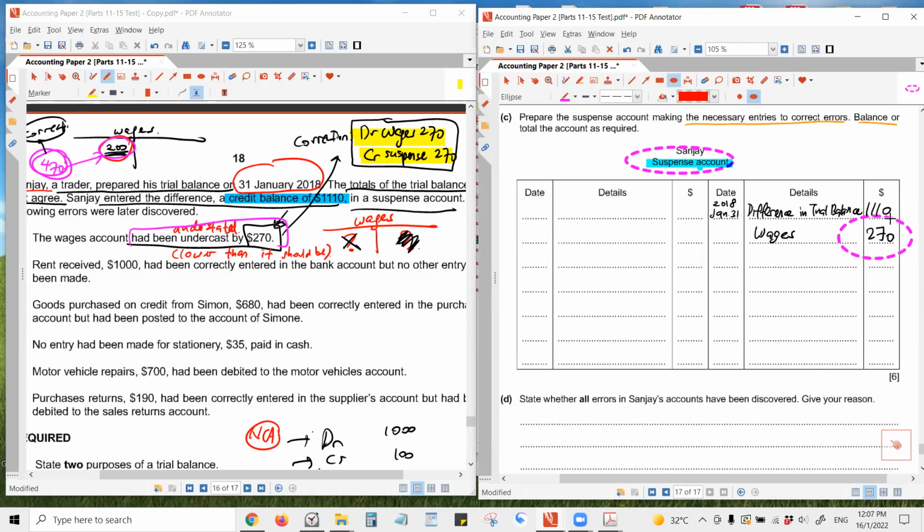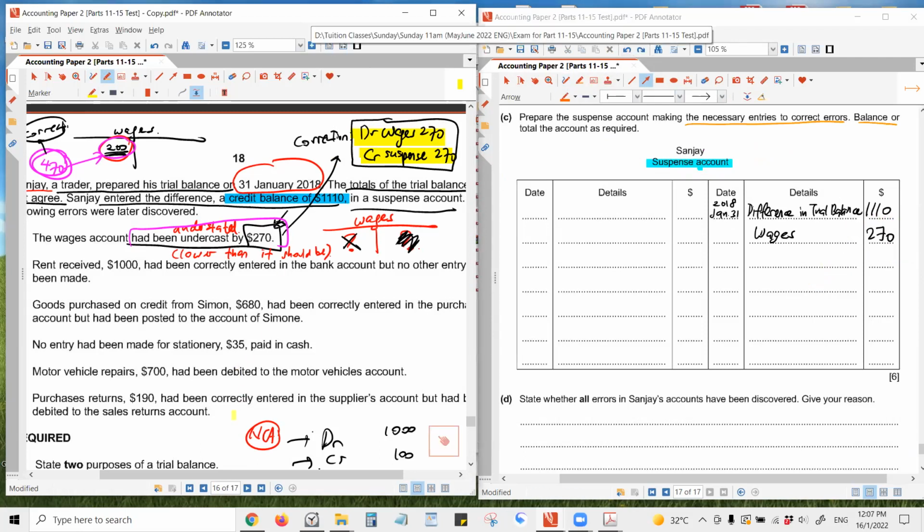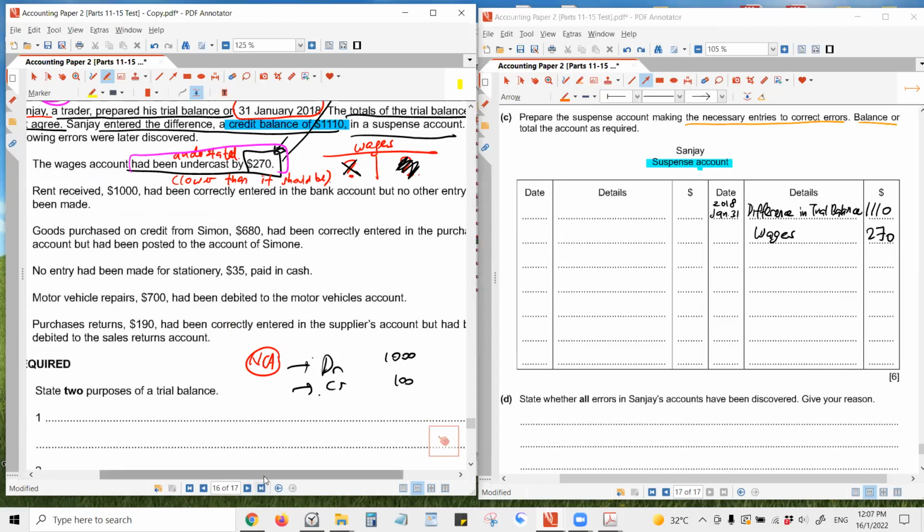Okay, don't tell me that this is crediting wages. You focus on the position of the number and the name of the account. This is crediting suspense. Details are always the name of the other account, right? Okay, so this is crediting suspense. We look at the next error. Okay, if you have questions, you let me know, yeah.